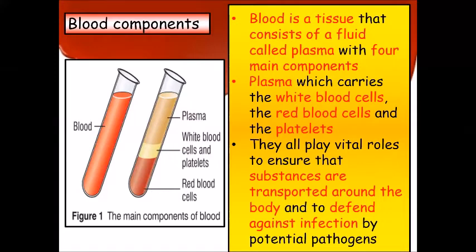So if you like to think of it, the heart is the engine, the blood vessels are the roads, and the substances in the blood are like the lorries, the trucks, and that sort of thing that are transporting goods around the country or around the body.